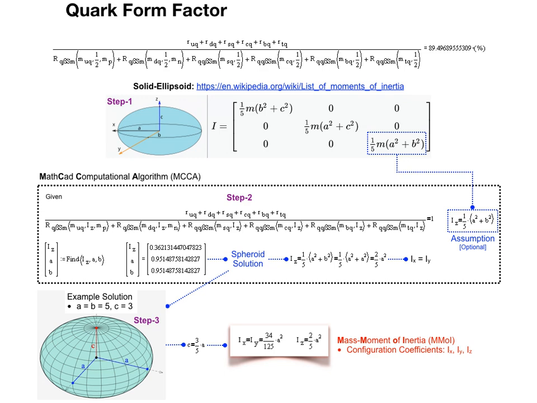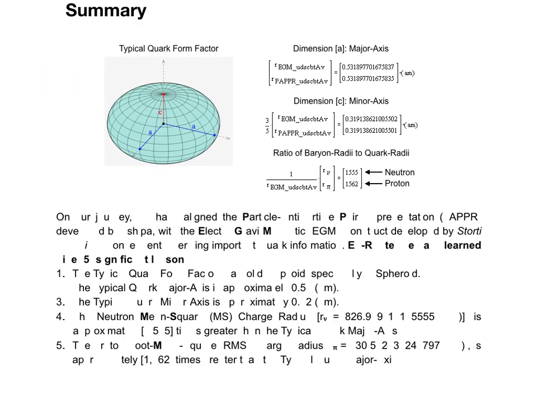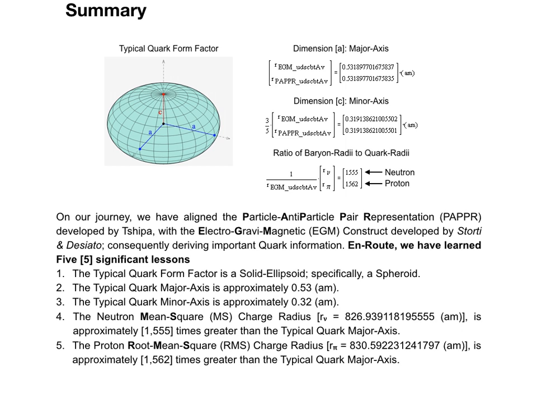Let's now summarise what we have learned. On our journey, we have aligned the particle-antiparticle pair representation developed by Tshipa with the electrogravimetric construct developed by Storti and Desiato, consequently deriving important quark information. En route, we have learned 5 significant lessons. Number 1. The typical quark form factor is a solid ellipsoid, specifically a spheroid. Number 2. The typical quark major axis is approximately 0.53 attometers. Number 3. The typical quark minor axis is approximately 0.32 attometers.